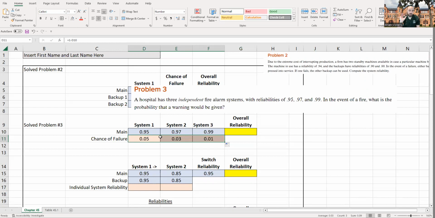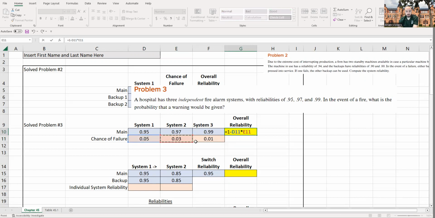Well, the opposite of the odds that all 3 will fail are the odds that any one of them would succeed, okay? So if I was to then take 1 minus chance of failure times chance of failure times chance of failure, right? You don't need the parentheses the way Excel works, but I'll just put the parentheses on there anyway. 1 minus these 3 chances of failure. So all 3 have to fail. What's the overall reliability? It's pretty darn high.